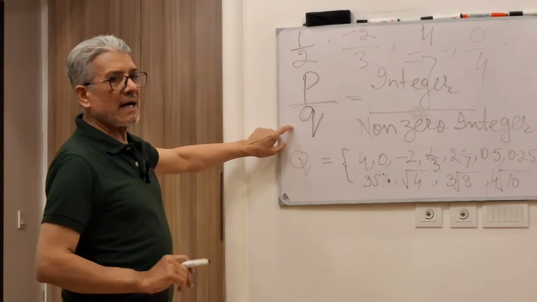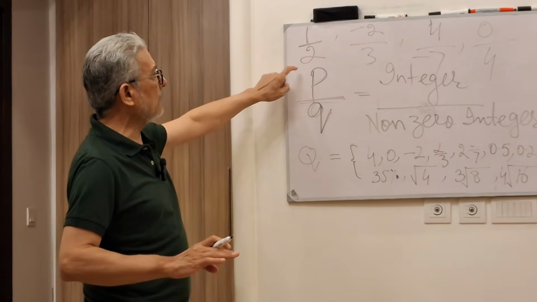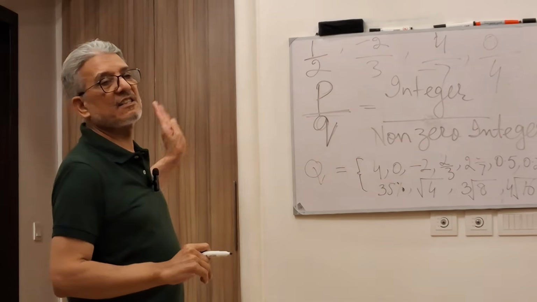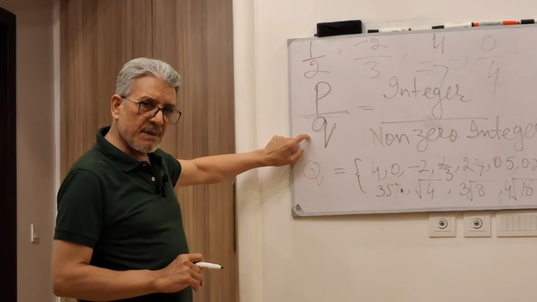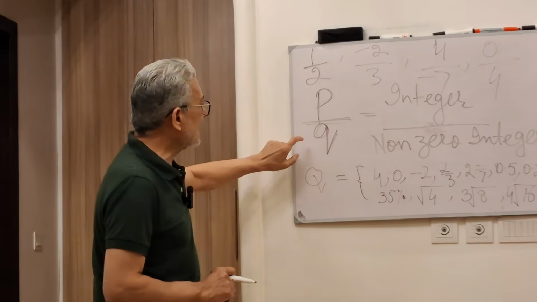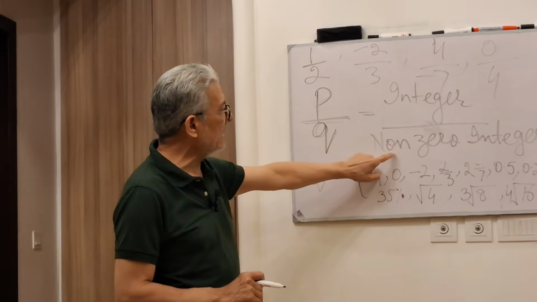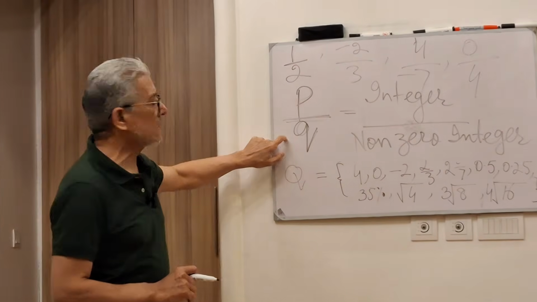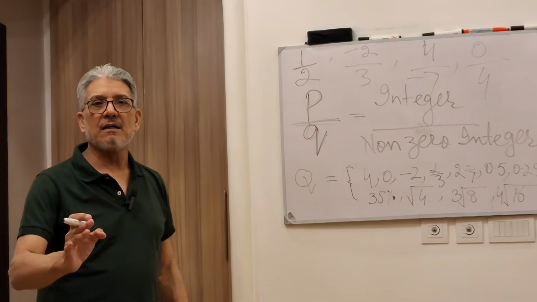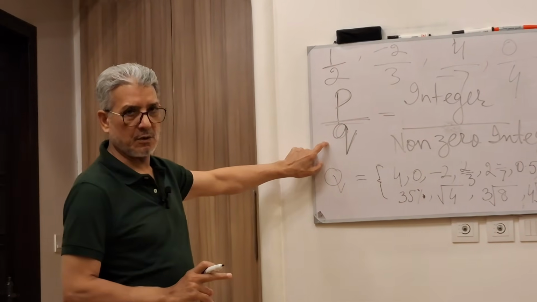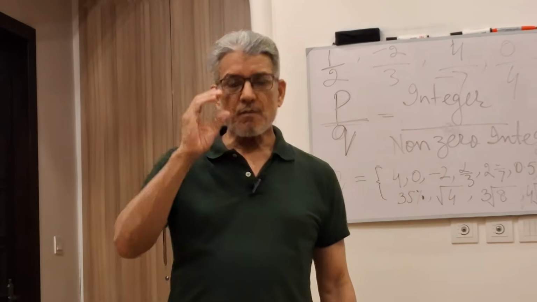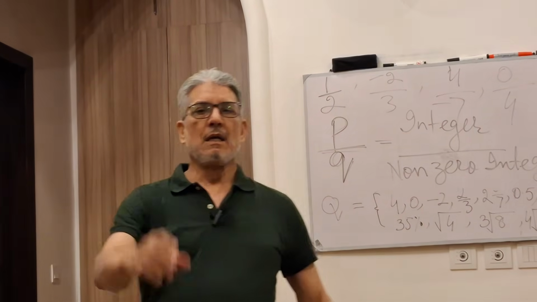that P and Q are integers, meaning thereby that P and Q can be 1, 2, 3, 4, minus 1, minus 2, minus 3, minus 4. Q can be 1, 2, 3, 4. It can be minus 1, minus 2, minus 3, minus 4, but it cannot be 0. Therefore, I have written here non-zero integer. Q is a non-zero integer. Q can be any integer except 0. It cannot be 0.